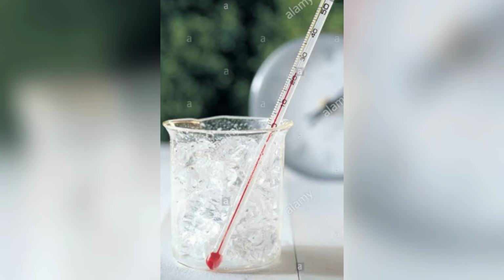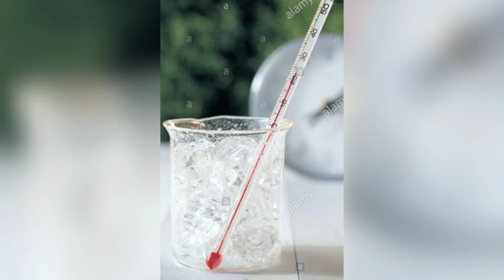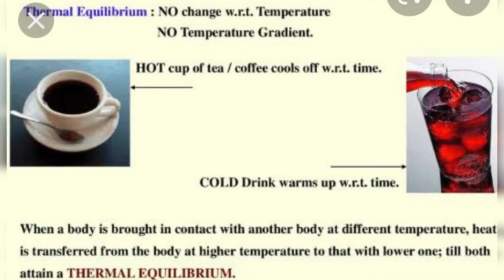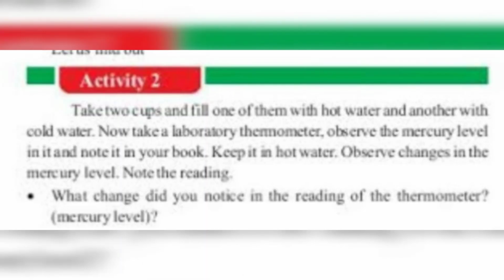So using the phenomenon of thermal equilibrium only, we take the readings in the thermometer. So do you understand, students? In both cases, whenever they reach the thermal equilibrium, that means same degree of hotness, same temperature, at that stage only we take the readings. So in this way we used the thermal equilibrium phenomenon in the thermometer readings. Okay, this is the activity 2.